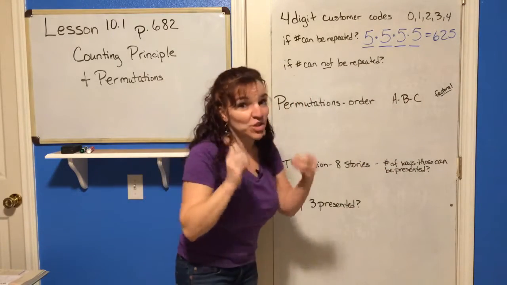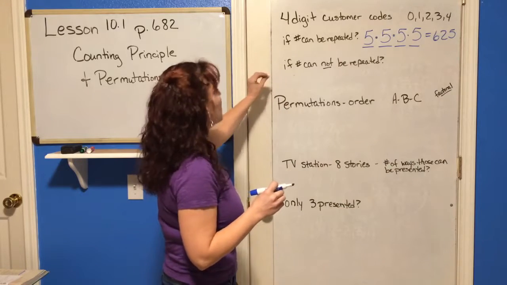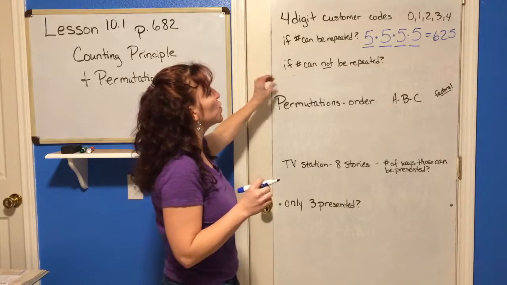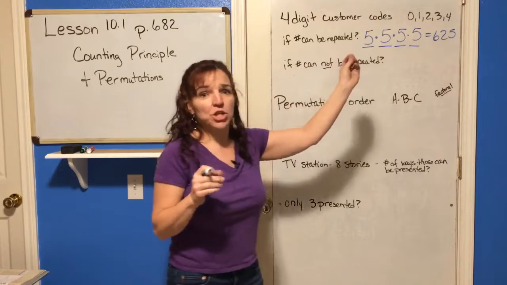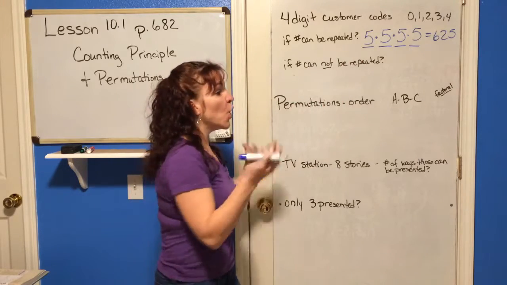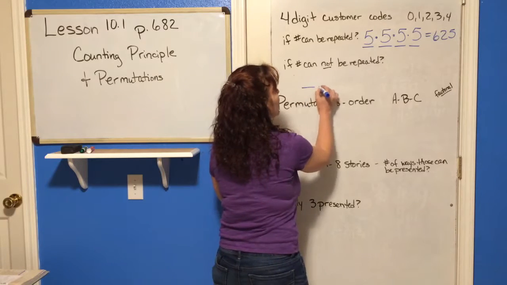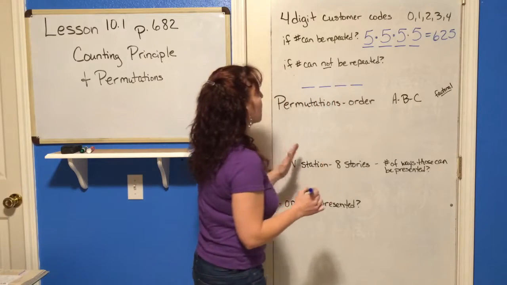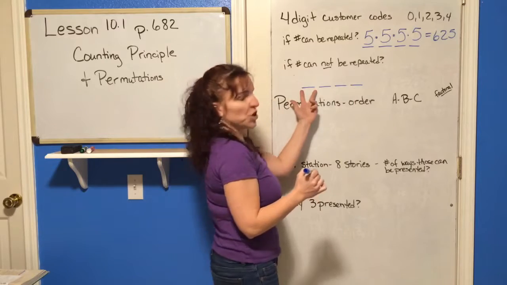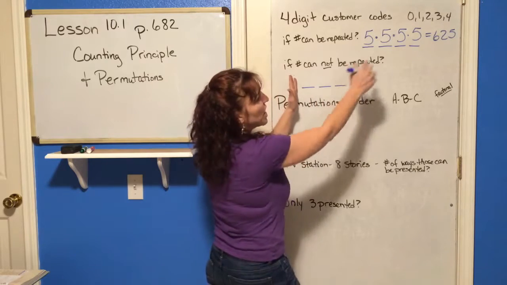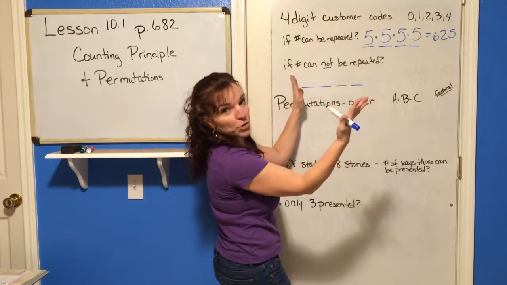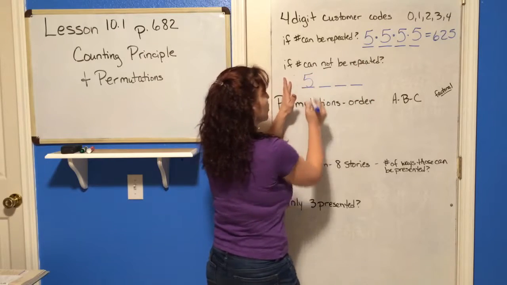Now, what happens though if I say, well, I'm going to create these codes, but once you use a digit, you can't repeat that digit? What's that going to do to my number? So let's look again. We've got 4 digits, 1, 2, 3, 4. For the first digit, the first number that I choose, I've got a choice of 5 numbers. So that's going to stay the same. I've got a choice of 5 numbers.